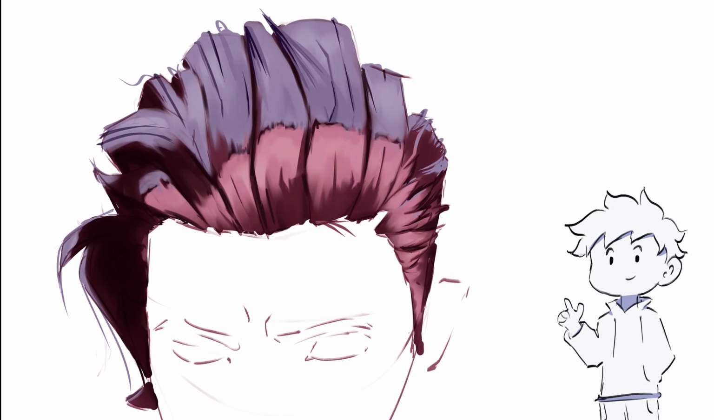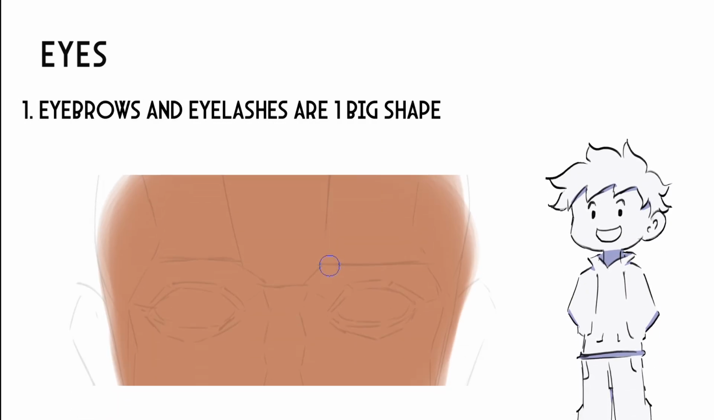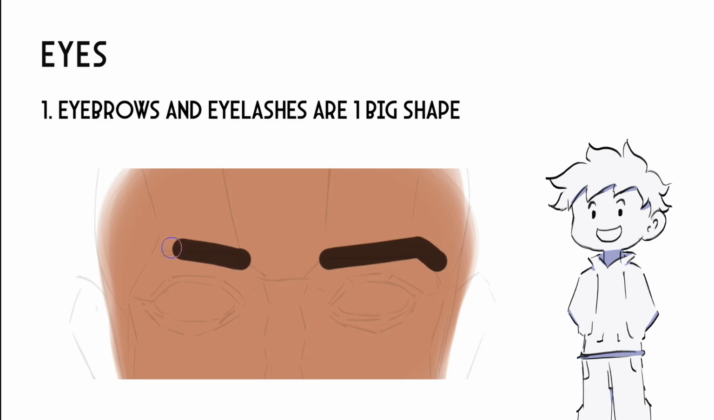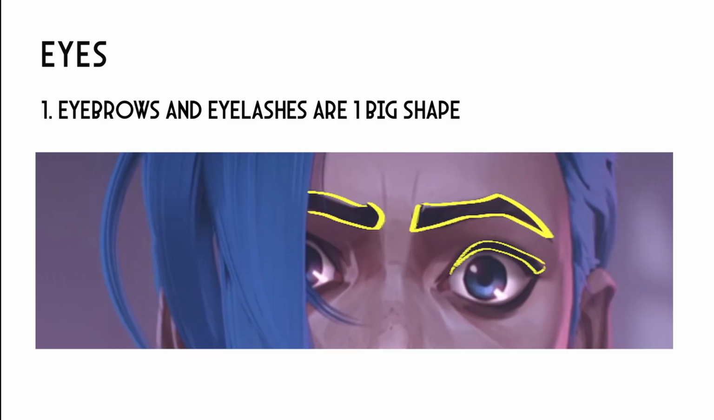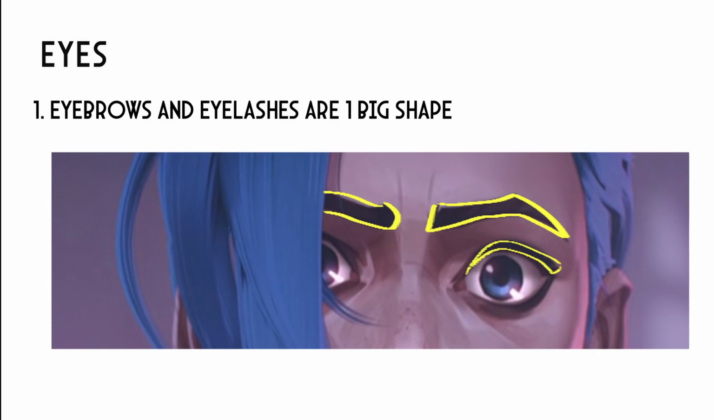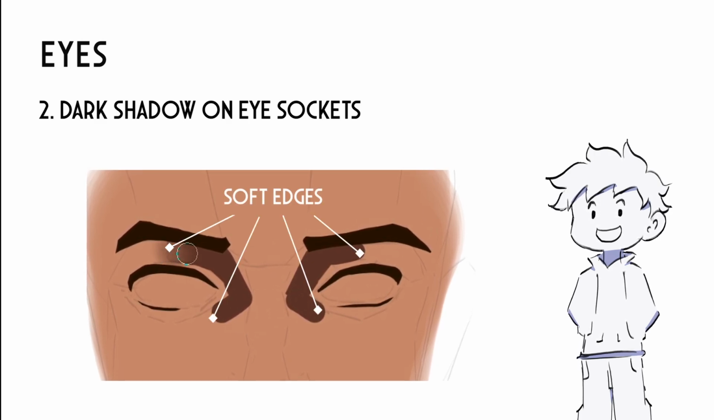Now let's move on to the eyes. There are 6 things you need to remember when doing eyes. If you remember concept number 2 where I told you that Arcane often uses a strong shape language, that applies heavily on the eyebrows and eyelashes. If you can see, the eyebrows are just one big shape. The side of the nose bridge extending to the corner of the eye socket are always emphasized by a dark shadow. Also, you need to remember that this side is always a soft edge and this side is a hard edge.